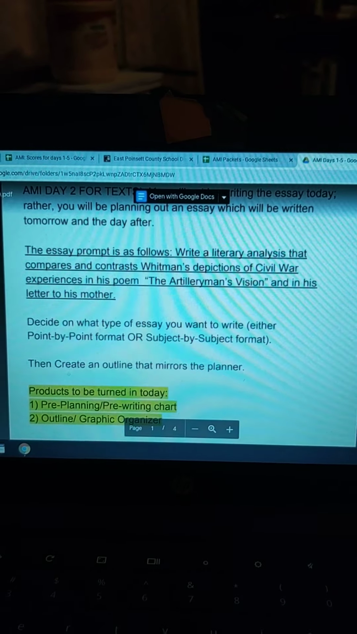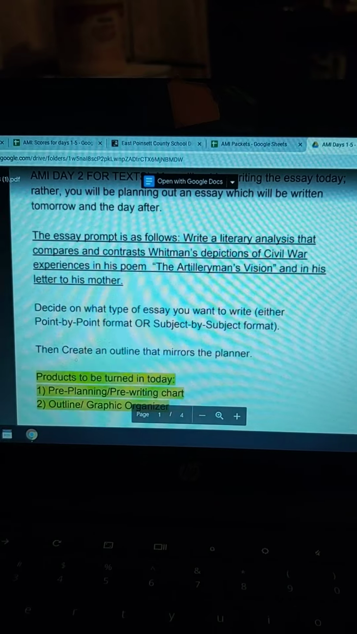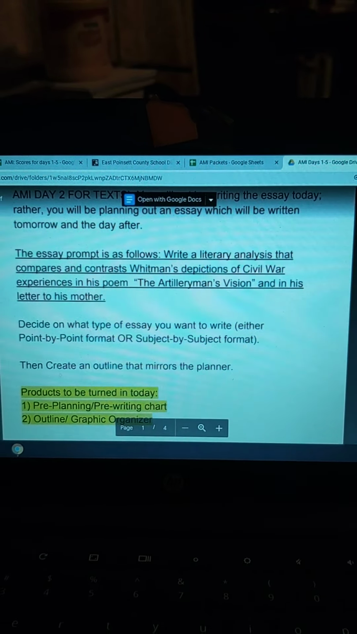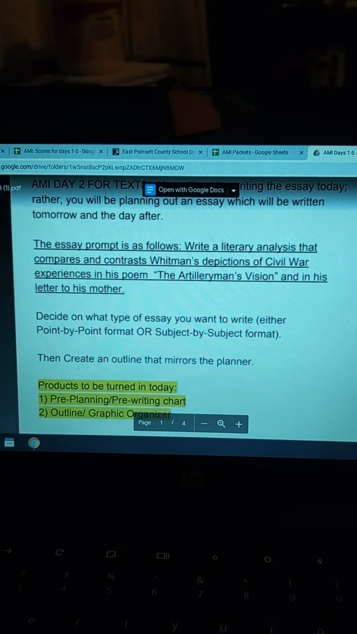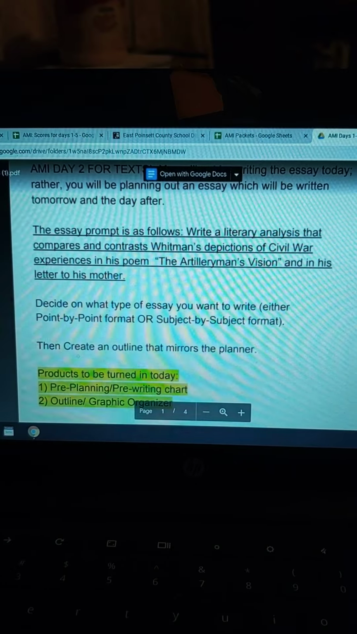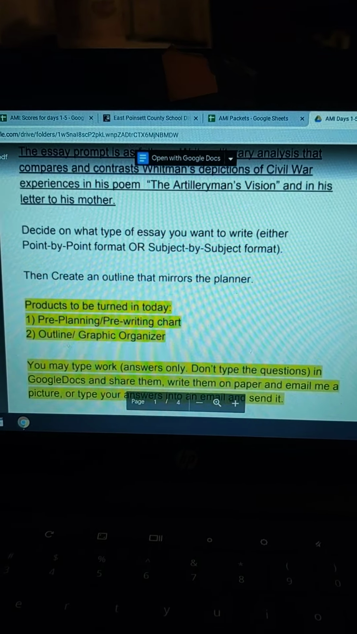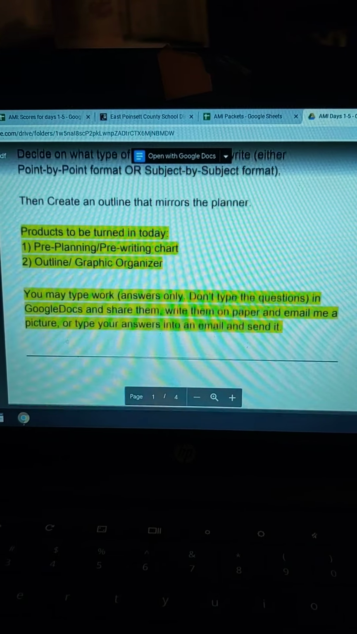It's underlined. Write an analysis that compares and contrasts Whitman's depictions of the Civil War experiences in the poem and in the letter. Now, if you have not done day 2, you cannot do day 3, because the poem and the letter are in day 2. So first things first, you have to decide what kind of essay you want to write, and then create an outline that mirrors the planner.